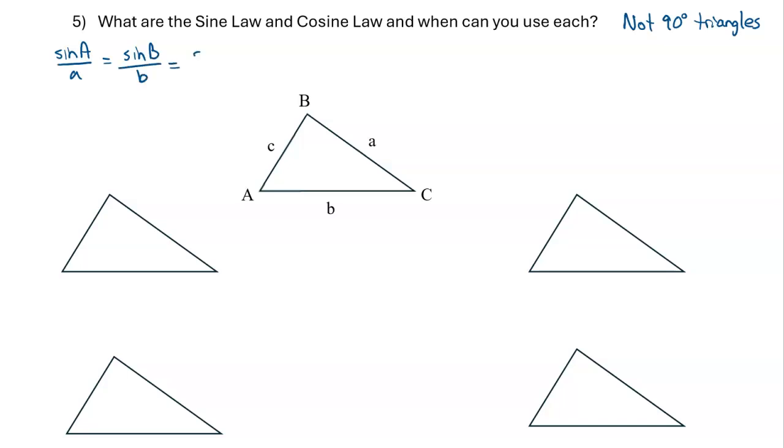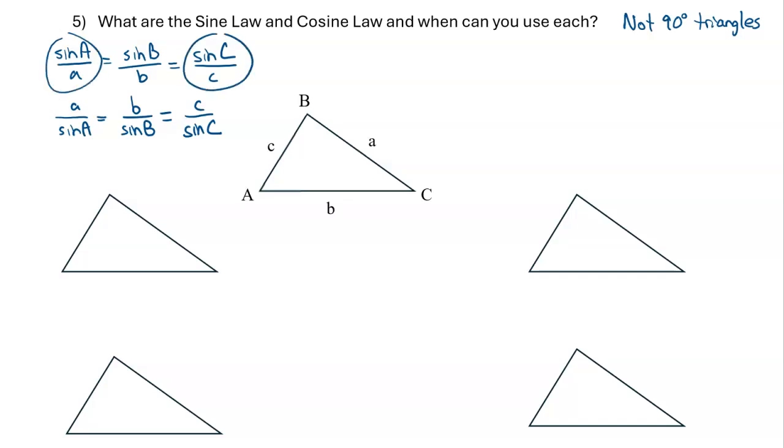If you don't have a 90-degree triangle, here's the sine law. Sine A over A equals sine B over B equals sine C over C. You'd use that version of the sine law if you were trying to solve an angle, because it's in the numerator. But if you were trying to solve a side length, you'd actually use the reciprocal: A over sine A equals B over sine B equals C over sine C. The thing to remember is you're only ever going to use a pair of these at a time: A and B, B and C, or A and C. It all depends what you're trying to solve in a given triangle.